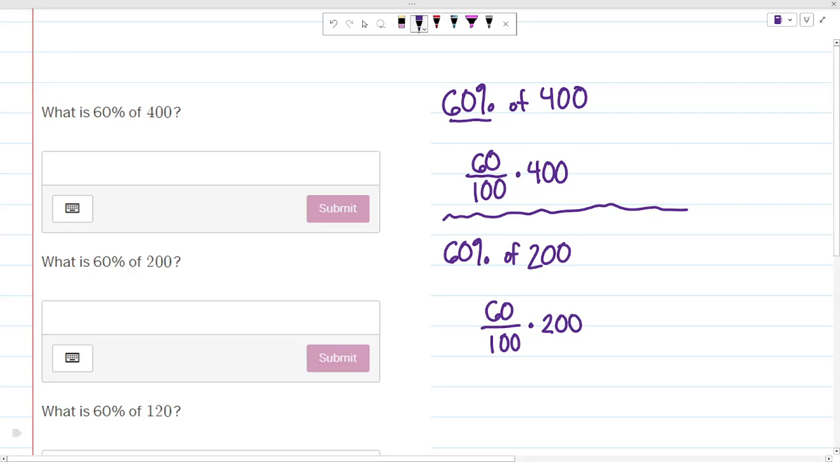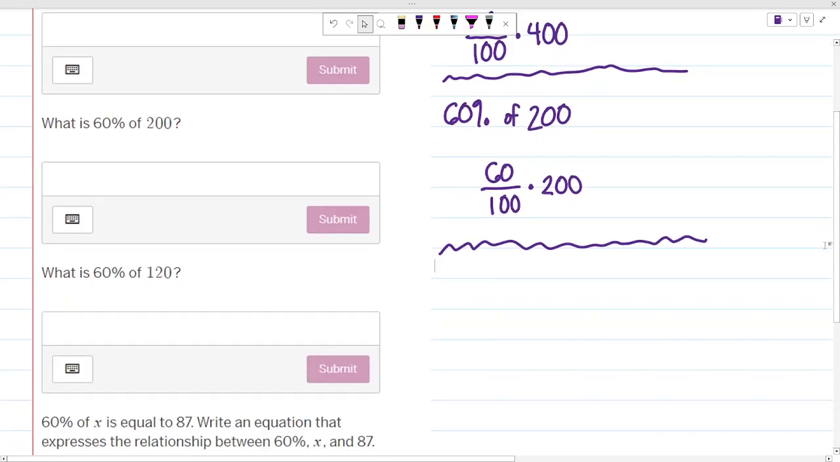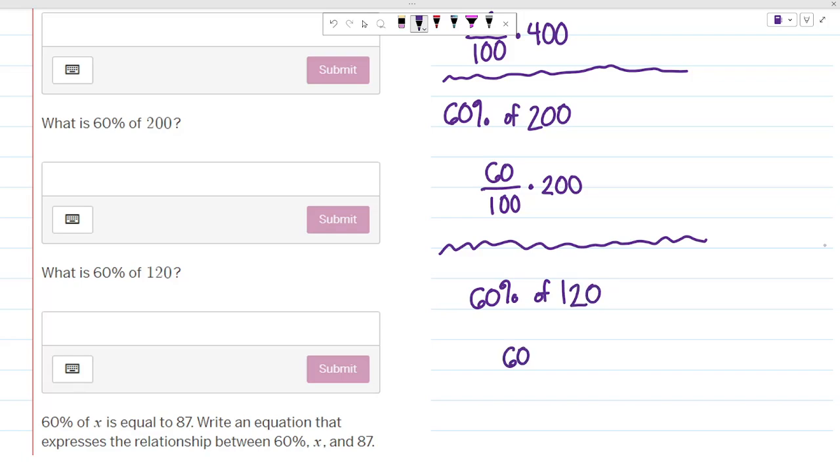So work this out in your notebook and then show me when you have it done. That'll be 60% of 200. So you can pause the video and work on that. Next, to find 60% of 120, that's going to be 60 over 100, and again, we multiply it by 120. So you'll be able to do those calculations in your notebook and show me when you're done so I can give you some hero points.